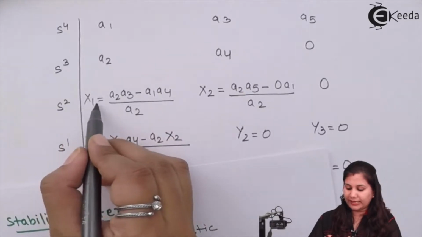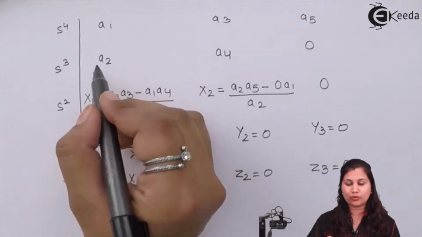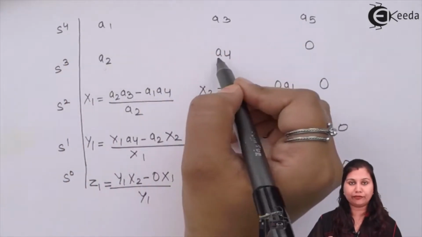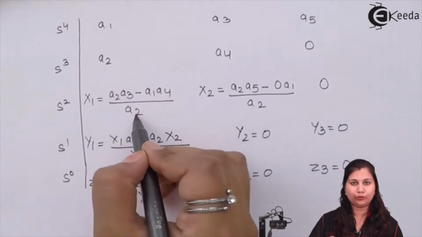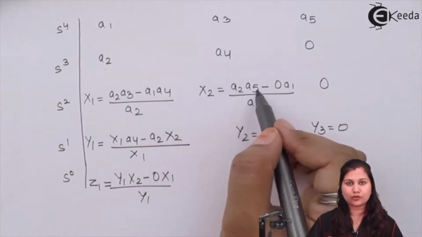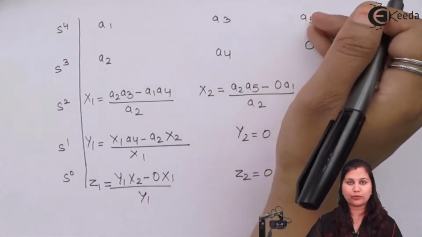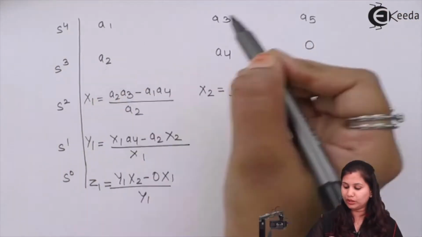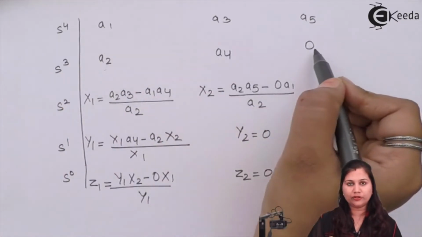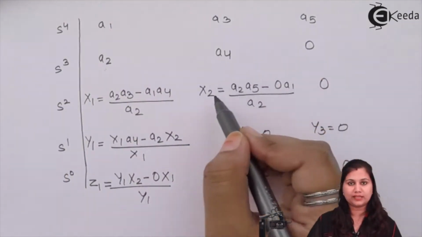We will write here x1, and this x1 will be determined by multiplying this coefficient a2 with a3 minus a1 with a4 and divided by a2. So this is how x1 is determined. Then we will determine x2, for which we have to multiply the first column coefficient a2 into a5 minus a1 into 0 divided by this a2. So this is how x2 is determined.